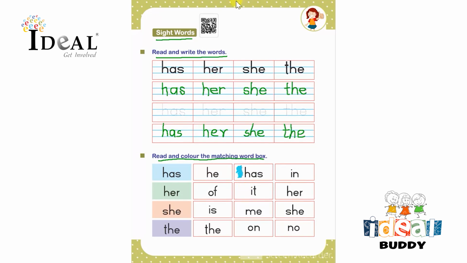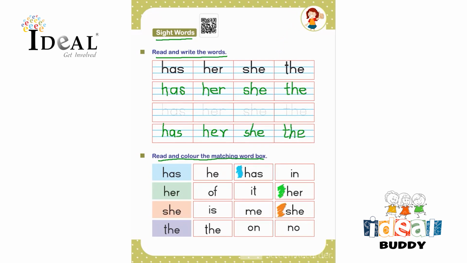The next word is her. So again they have to read the words over here, of, it and her. Please help them read the words if they are unable to do so, and then let them identify the correct word. Please guide them wherever required. The next word is she. So again over here they have to read the correct words, is, me, she. So they have to color the correct matching box.